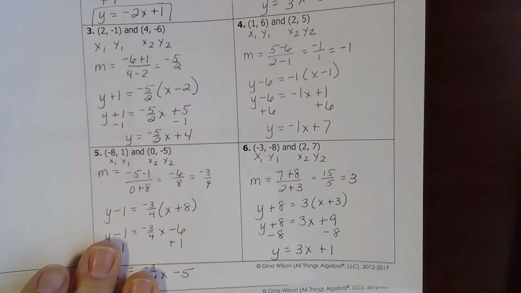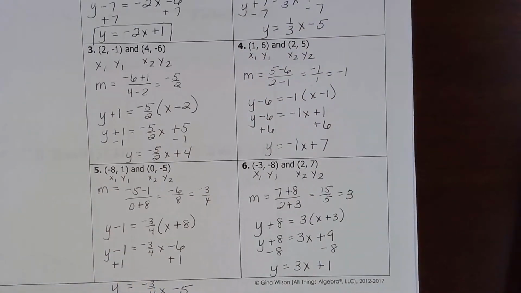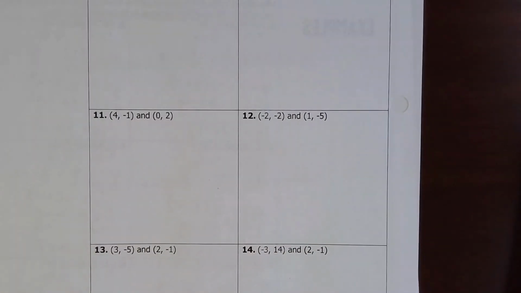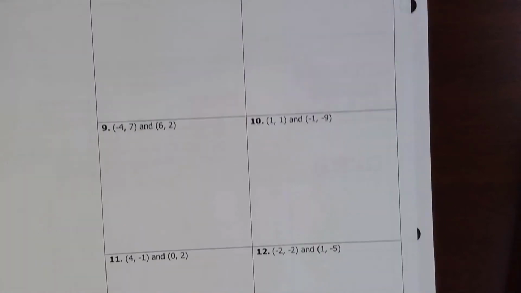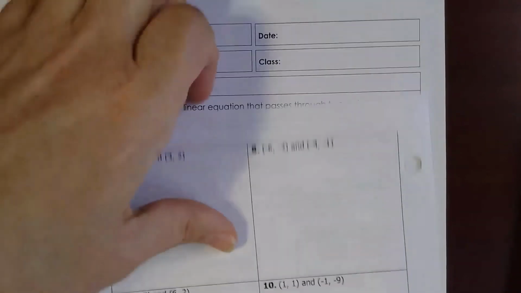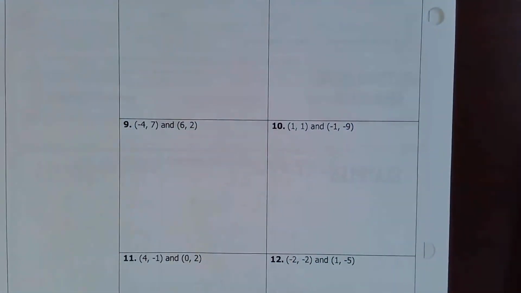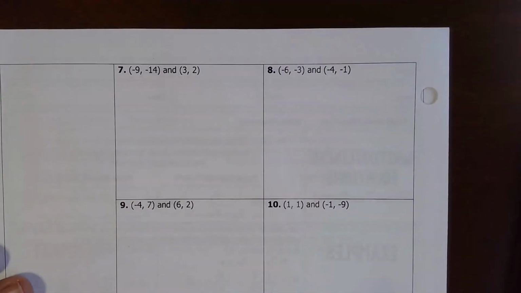You can't see that. All right. So again, pause the video and try these back ones by yourself. So 7 through 14. Try 7 through 14 on your own, and then come back and check your answers. All right. So yes, you're pausing the video, and then you're coming back, and you're going to check your answers on 7 through 14. Okay.